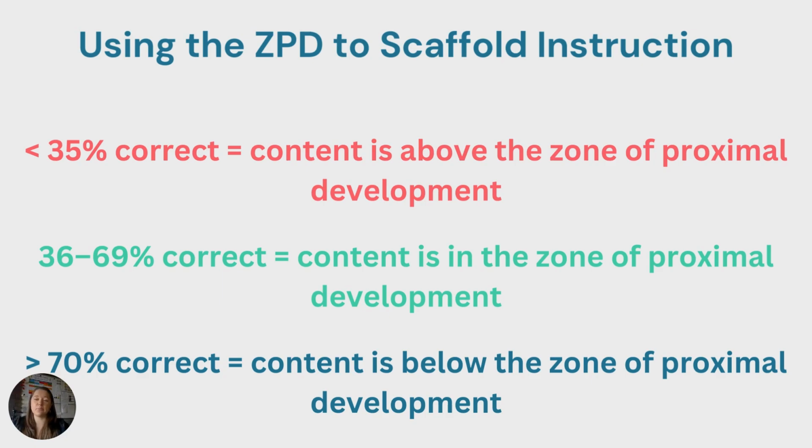Formative assessment practices can complement the use of ZPDs in instruction. By analyzing student performance, educators can gauge whether instruction is within the ZPD. For example, if students score below 35% accuracy as a class, the content may be too challenging. If the scores fall within 36 to 69%, instruction is within the ZPD. Scores above 70% may indicate that the content is too easy, requiring adjustment to increase complexity. Adjusting instruction based on these assessments ensures that students are appropriately challenged and supported in their learning.